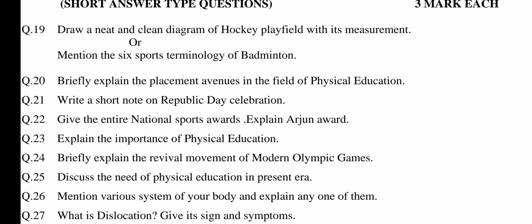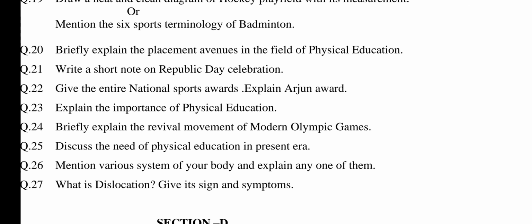Or mention the 6 sports terminology of badminton. This question is also related to chapter number 6, concept of major games and sports. The answer may be: the six sports terminology of badminton are as listed below. Number 1, rally. 2, net touch. 3, let. 4, waist fault. 5, footwork. 6, net drop. Explain all the terminology of badminton into 2 to 3 lines.